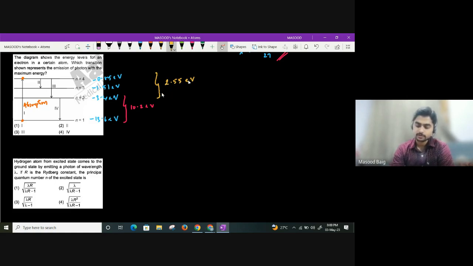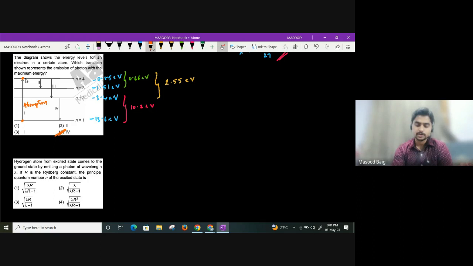Clear, 2.55. And if you take the situation between these two, then how much am I going to get, beta? I think 0.65 or 0.66 electronvolt you will take. So in which transition will the energy emitted be more? Out of the given transitions, when the transition is made from the second state to the first state. Okay, so which will be the fourth case.